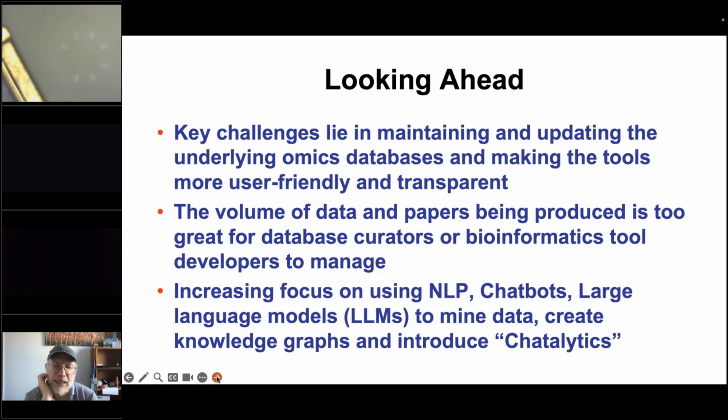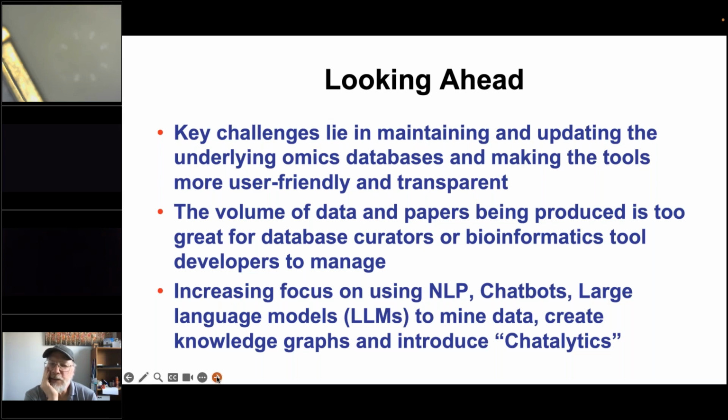Now, as someone who maintains a lot of databases and web servers, there are still a lot of challenges ahead for us, both in maintaining and updating the omics data sets. One thing we've noticed over the last 10 years is that the volume of data, the number of papers being produced, is just too much for our own team, our database curators and our bioinformatics team, to maintain.